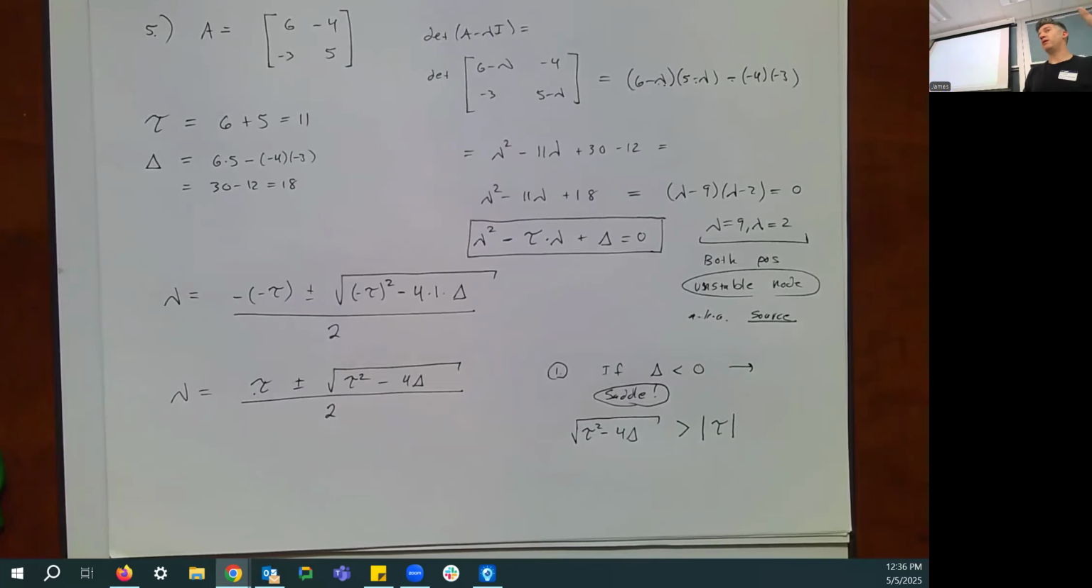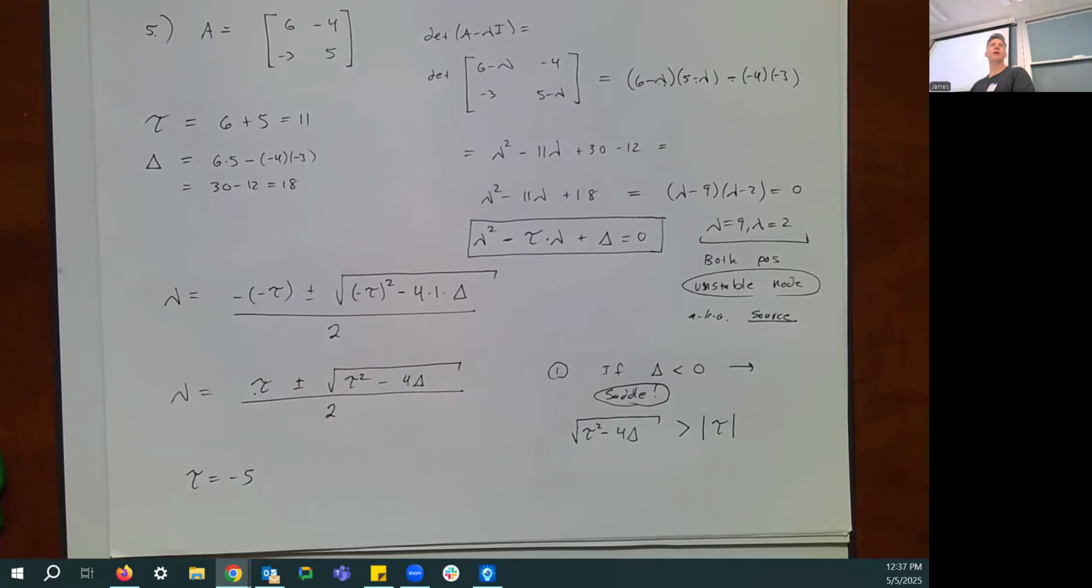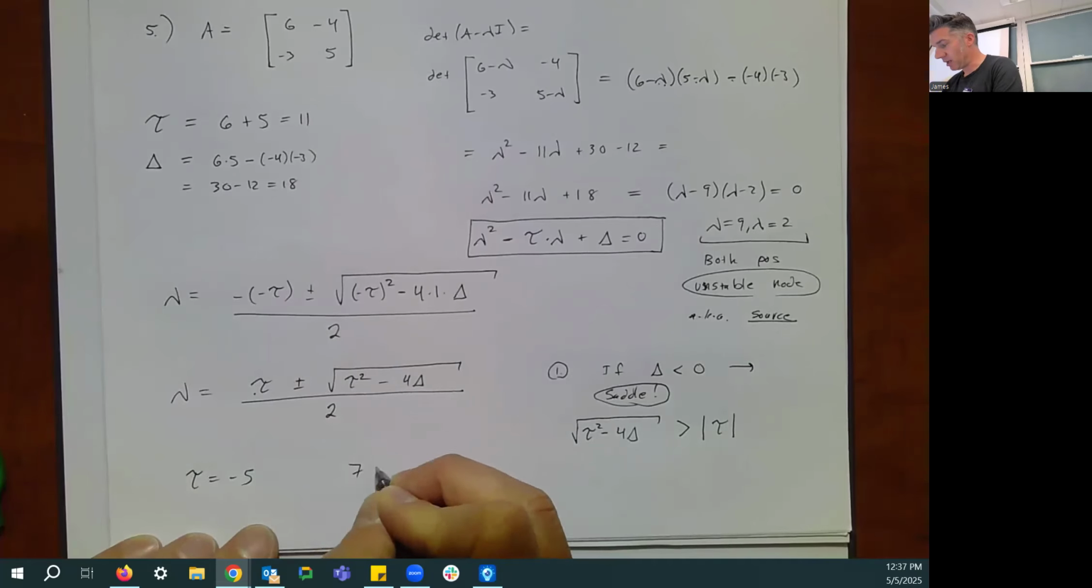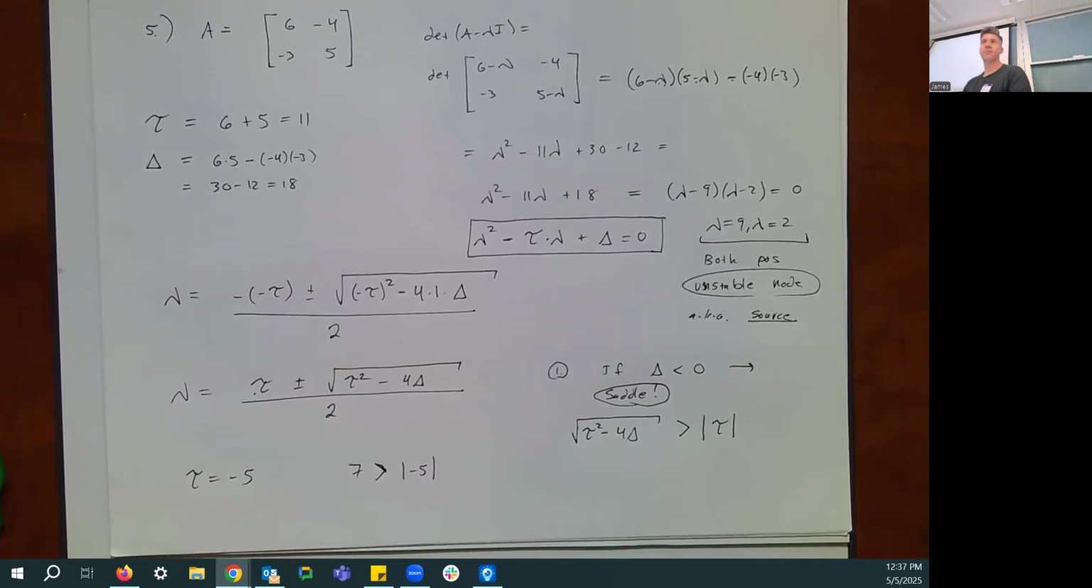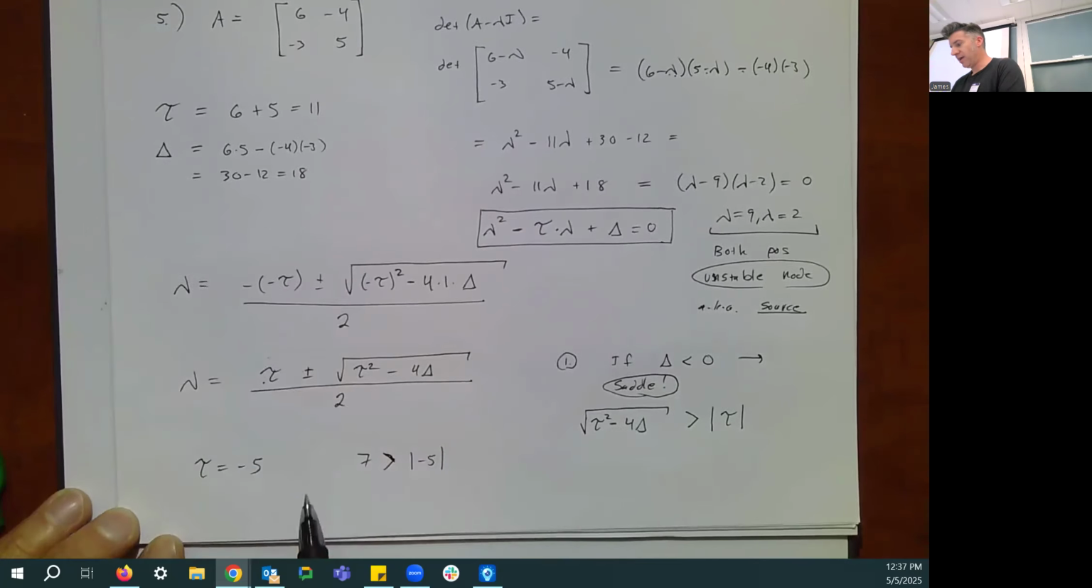Take another number that is bigger than its absolute value. So I picked, just making stuff up, tau equal to -5. And then I said, okay, a number bigger than that, 7. I should say a number bigger than its absolute value. So 7 is bigger than the absolute value of -5. True story, right?